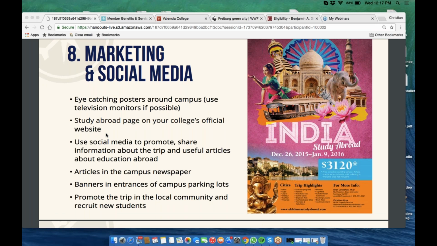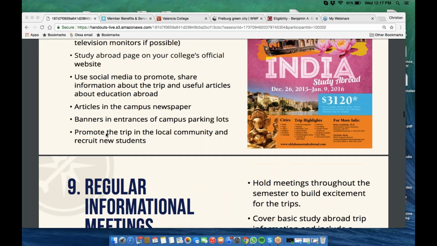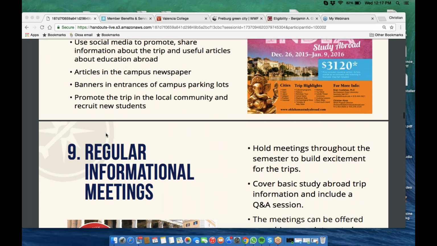Student-written campus newspapers. Put articles in the newspapers about the upcoming trips and when informational sessions will be happening. Banners and entrances of the campus parking lots when students pull into the campus and they're going to park their car. Inform them that there's a study abroad fair going on, that there's possibilities. Many, many, many ways to promote these programs.